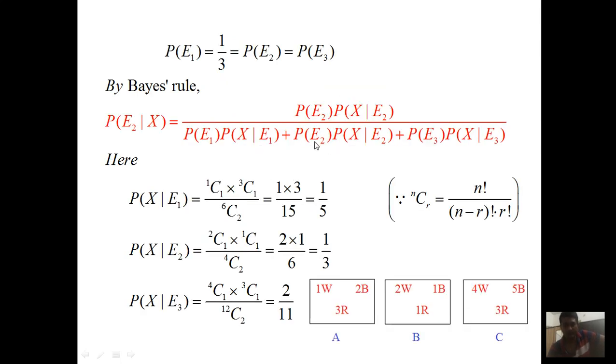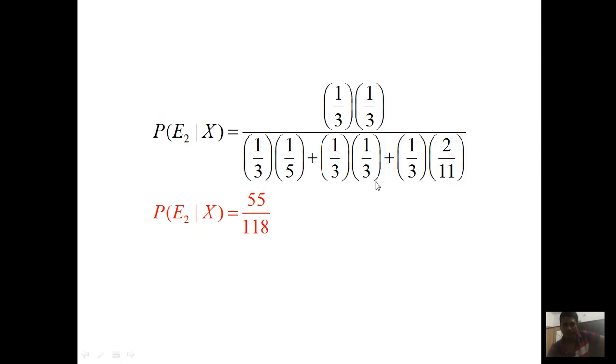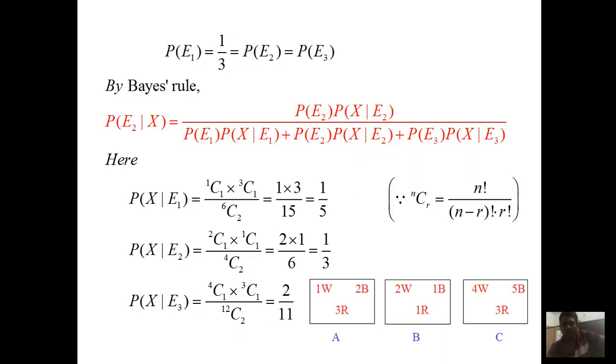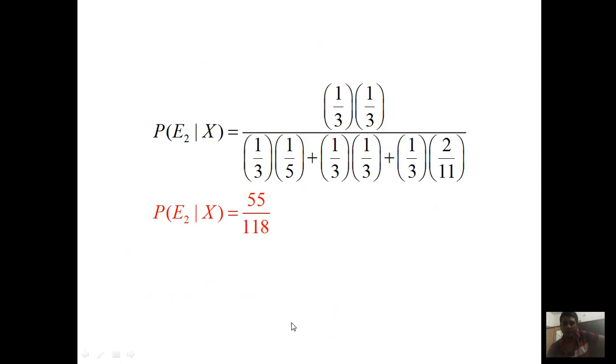Plus, this middle term is the same as the numerator. And the last term, probability of E3 is one third, probability of X given E3 is 2 by 11. That is one third into 2 by 11. And further simplification leads to probability of E2 given X is 55 upon 108.